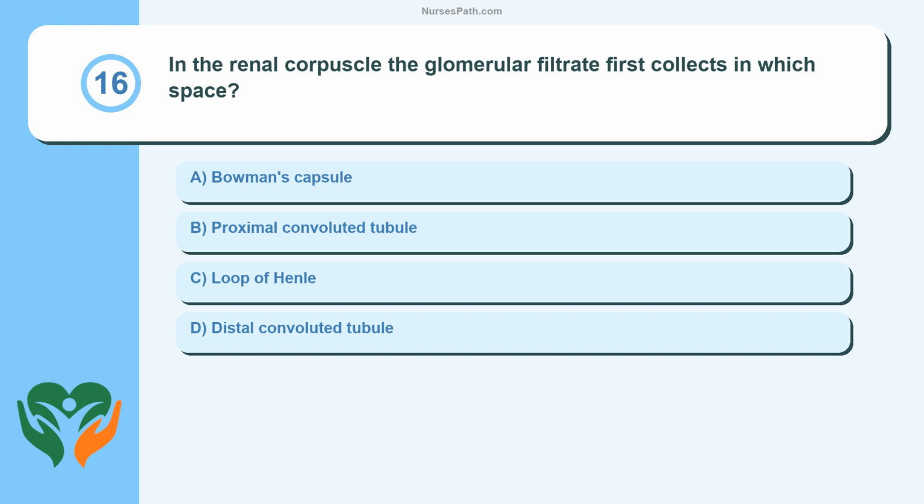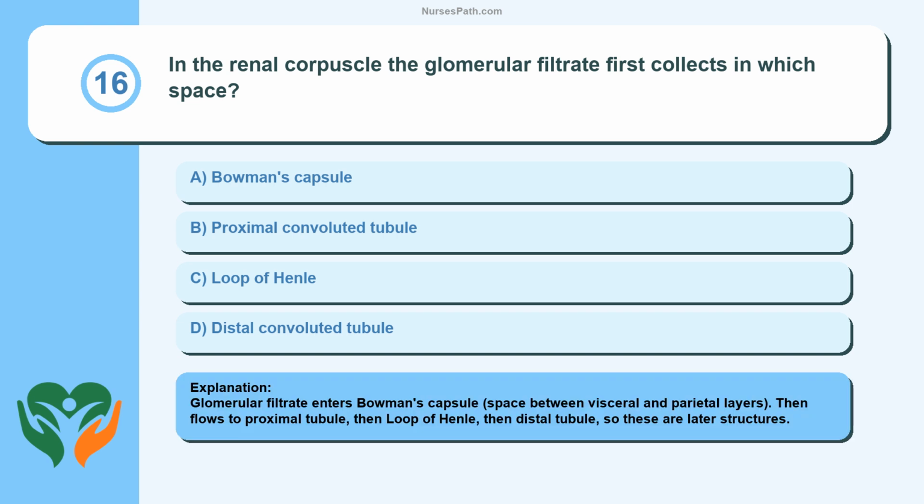Question 16. In the renal corpuscle, the glomerular filtrate first collects in which space? Bowman's capsule. Proximal convoluted tubule. Loop of Henle. Distal convoluted tubule. Glomerular filtrate enters Bowman's capsule, the space between the visceral and parietal layers. Then it flows to the proximal tubule, then the loop of Henle, then the distal tubule, so these are later structures.